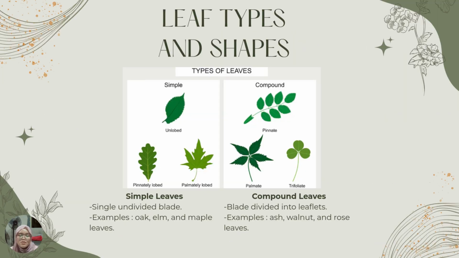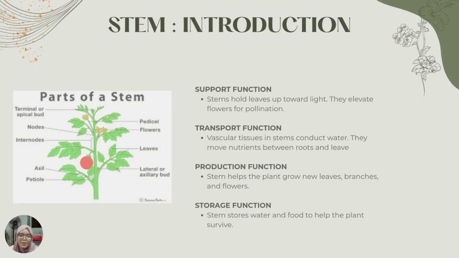Leaf types and shapes. There are two types of leaf: simple and compound. Simple leaf: single undivided blade. Example: oak, elm, and maple leaf. Compound leaf: blade divided into leaflets. Example: ash, walnut, and rose leaf.